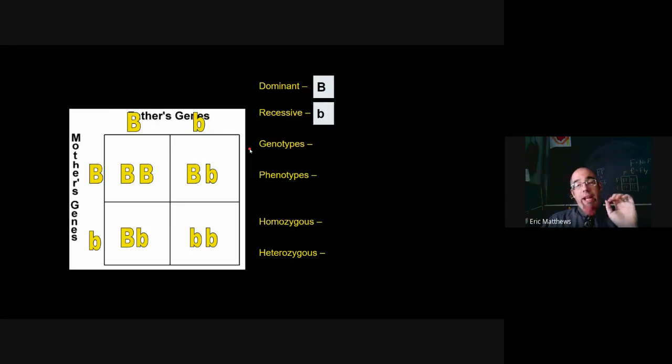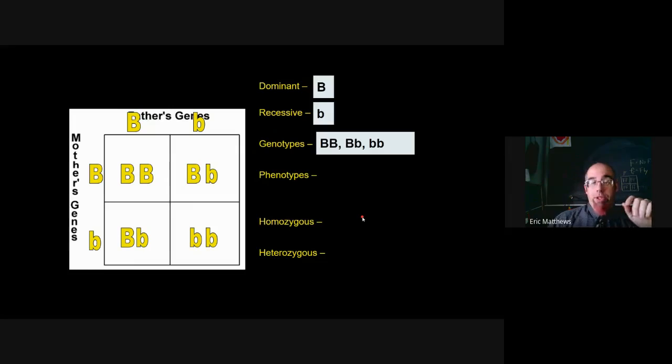All right, now what genotypes do we find in this Punnett square? Well, remember, a genotype is based on the genes. So when you take a look at this, we're going to be seeing capital B, capital B. That's one genotype. Capital B, little b is a second genotype. Here's a repeat, and then little b, little b is our third genotype. So there are all of our genotypes.